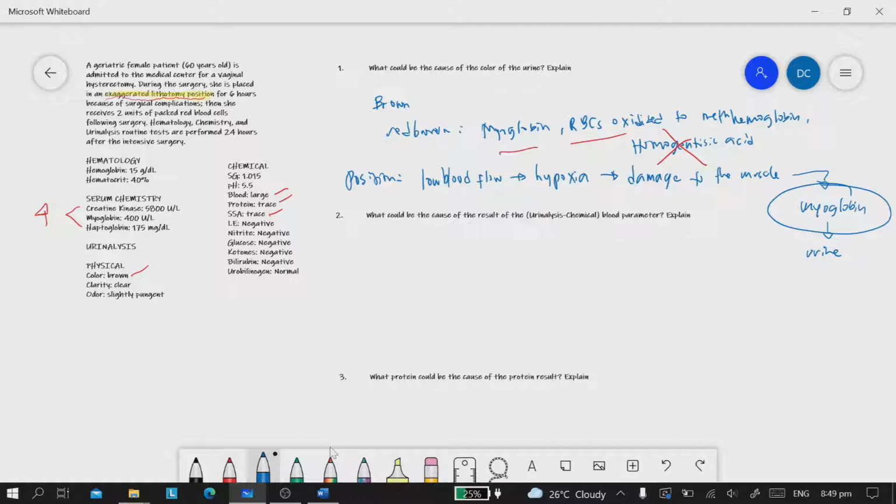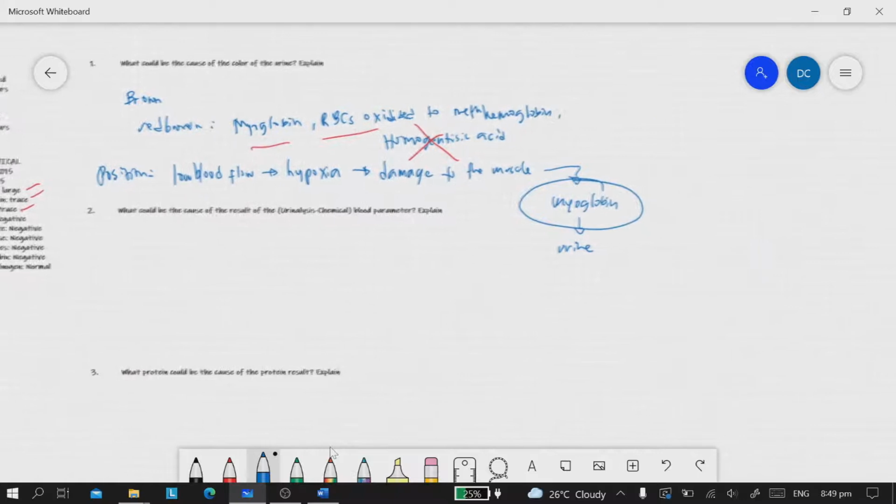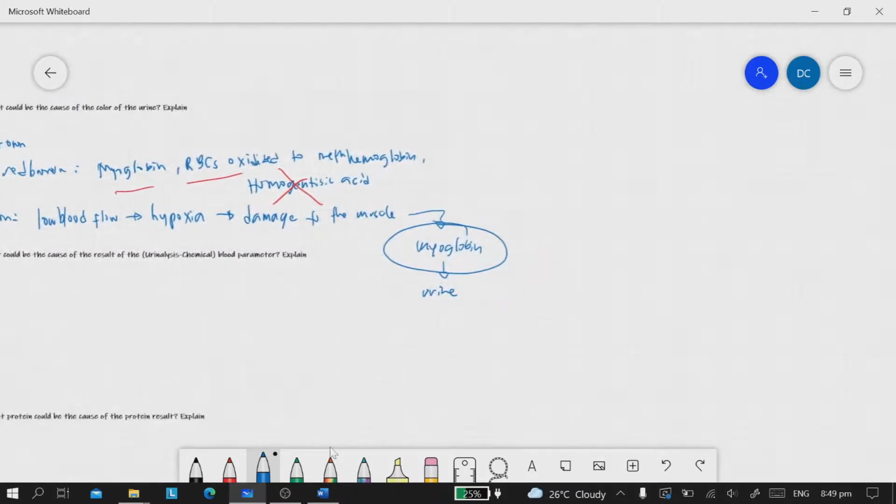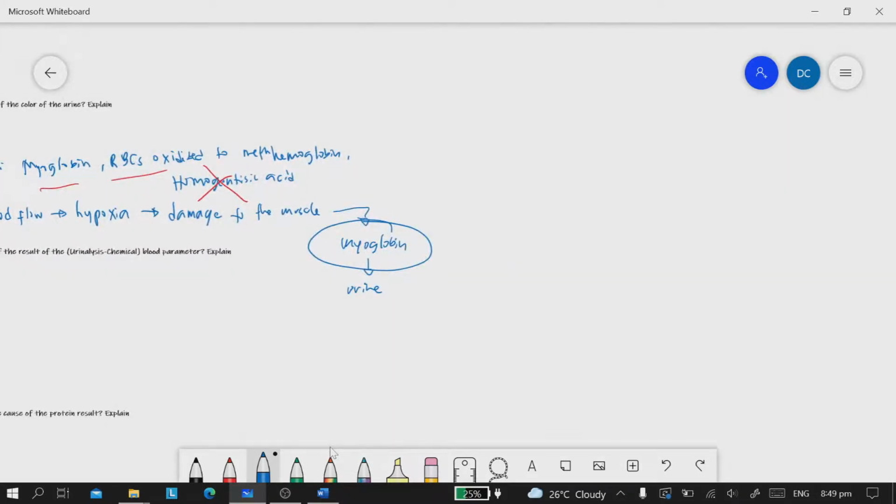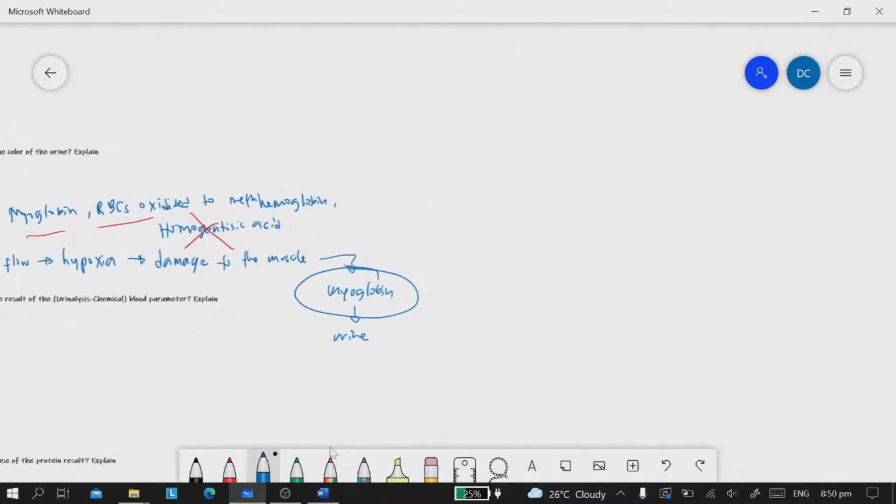Alright, so we will try to correlate the urine with blood, or with myoglobin in its plasma, just to see if it matches what is really secreted into the urine. Alright, correlation.